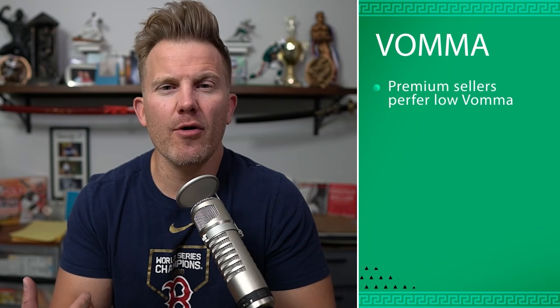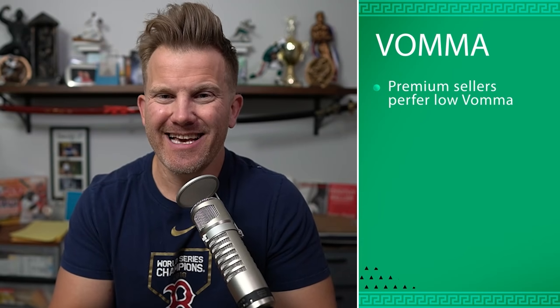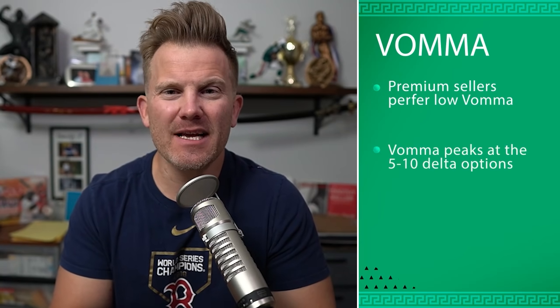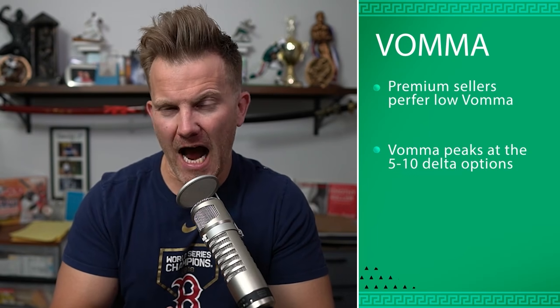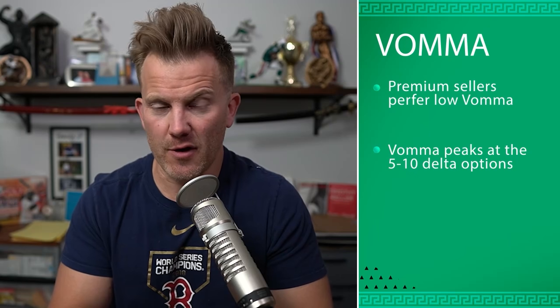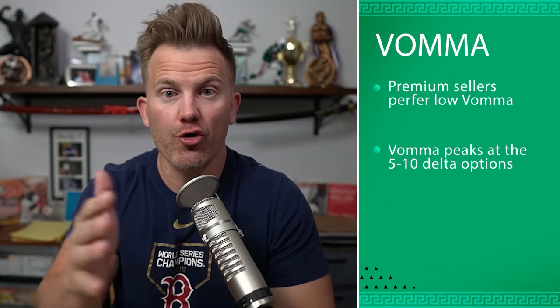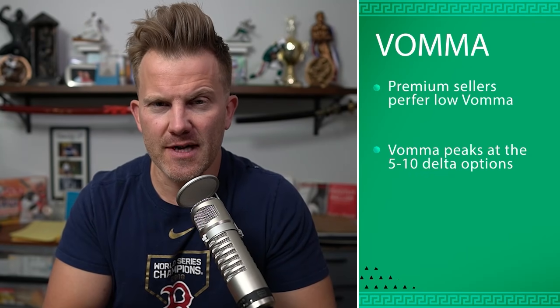First off, I think it maybe goes without saying, but just in case, we much prefer lower Vama. This is because lower Vamas allow us to better control and mitigate and contain the speed of those changes in implied volatility. Okay, secondly, Vama tends to peak right around the 5 to 10 delta options. So remember, Vama is always a positive function, but there are layers, there are levels to the magnitude of Vama across the different strikes, across the different deltas.